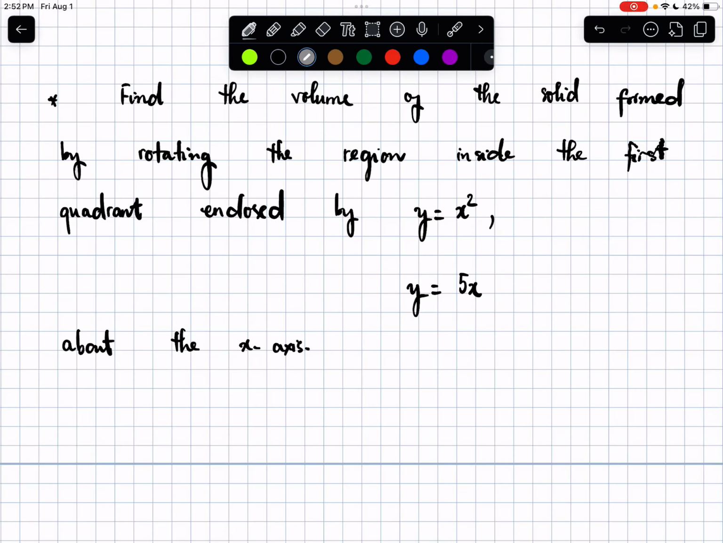Find the volume of the solid formed by rotating the region inside the first quadrant enclosed by the two curves. The first one is a parabola, so it has a minimum here at the origin (0, 0). The second one is a line.